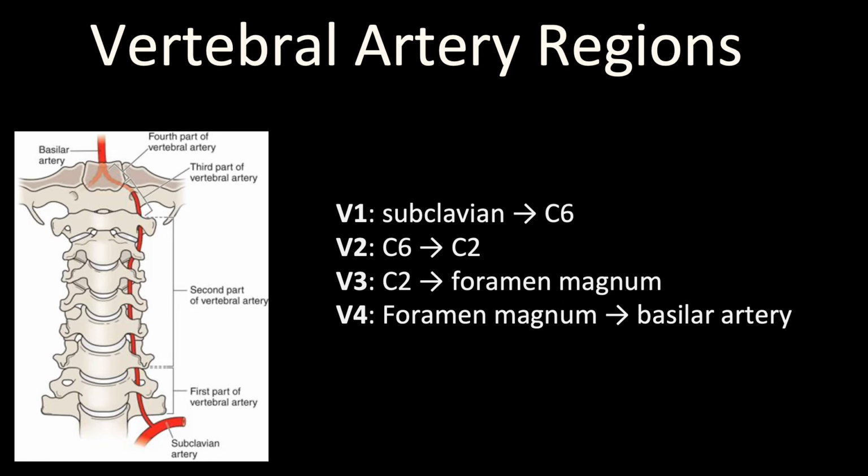So V1 is going from the subclavian artery to C6, because remember that the vertebral artery does not go through that transverse foramen of C7. So the first place it goes into the bony features is C6. V2 is traveling up that cervical spine all the way to C2. V3 is from C2 to the foramen magnum, so entering that cranial vault. And then V4 is from the foramen magnum to the transition of the basilar artery. So that's it, that's all. Just get it straight and you will be good to go.